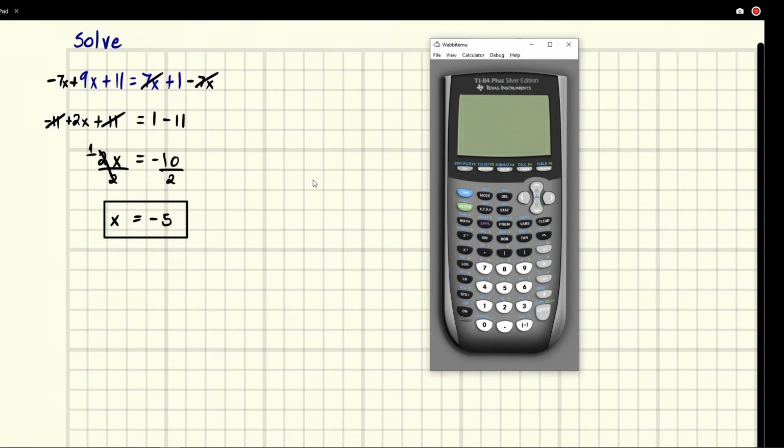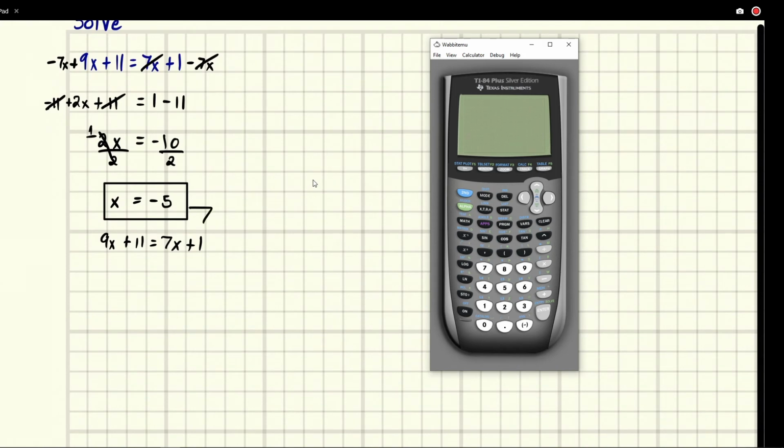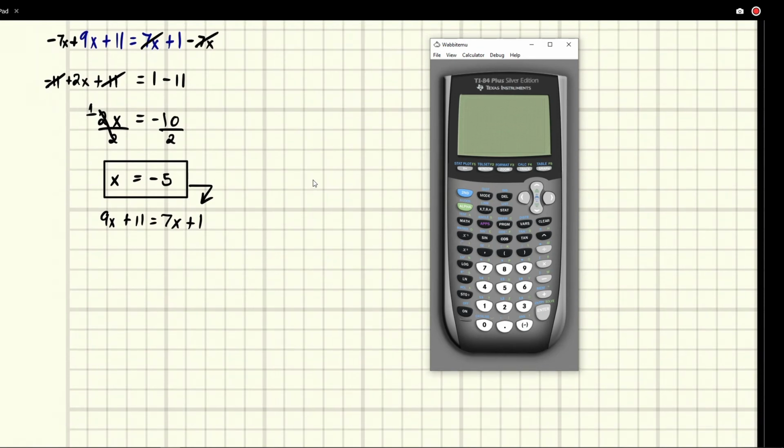Now we could check this solution to make sure it's true. Remember, this is basically saying that the equation 9x plus 11 equals 7x plus 1, our original equation, is only true when x is negative 5. So this is a conditional statement, meaning that x has to be negative 5 in order for this to work. So we could try that out. We could put 9 times negative 5 plus 11. Is that equal to 7 times negative 5 plus 1?